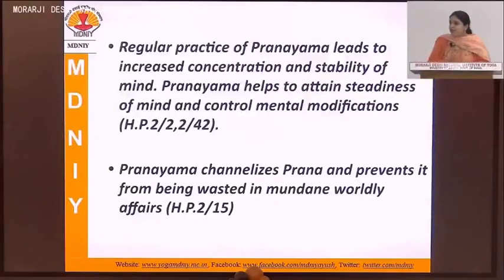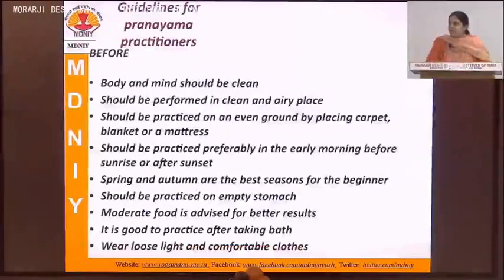So pranayam channelizes the prana and prevents it from being wasted in mundane worldly affairs. Otherwise your mind wanders and prana also keeps wandering here and there. So it channelizes your prana and life force. These are the general guidelines: body and mind should be clean before doing, and you should perform in a clean and airy place, on even ground, by placing a carpet. You should practice in early morning or after sunset. This is for general people; for spiritual aspirants it should be done 4 times in the day.